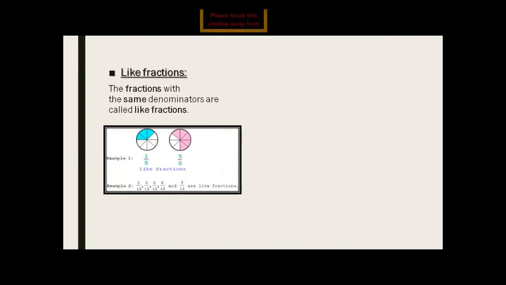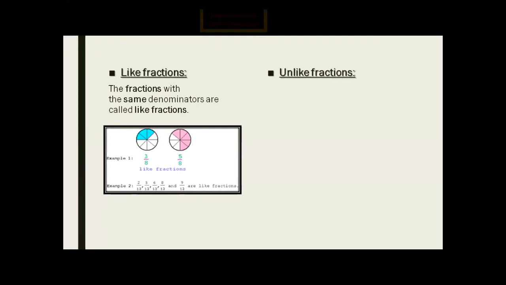Example number 2, we have different types of fractions, 2 over 13, 5 over 13, 6 over 13, 8 over 13. All fractions are like fractions. Why? Because the denominator of all fractions is the same. So these types of fractions which have the same denominators are called like fractions.